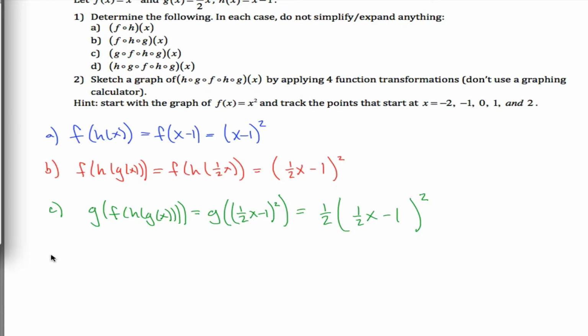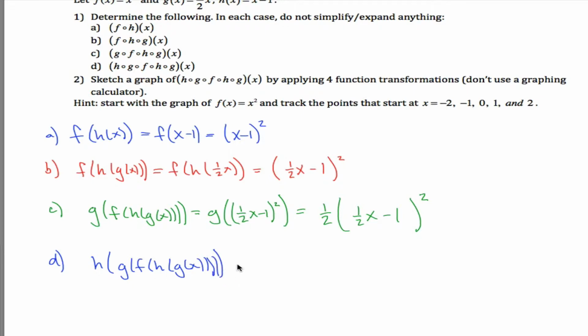And then finally for part D, you're asked to figure out a bunch of stuff, but really it's just h of part C, h of g of f of h of g of x. It's kind of a guess on the parentheses, it's close enough. So really I'm being asked to figure out h of this guy. Well, this guy is 1/2 x minus 1 squared.